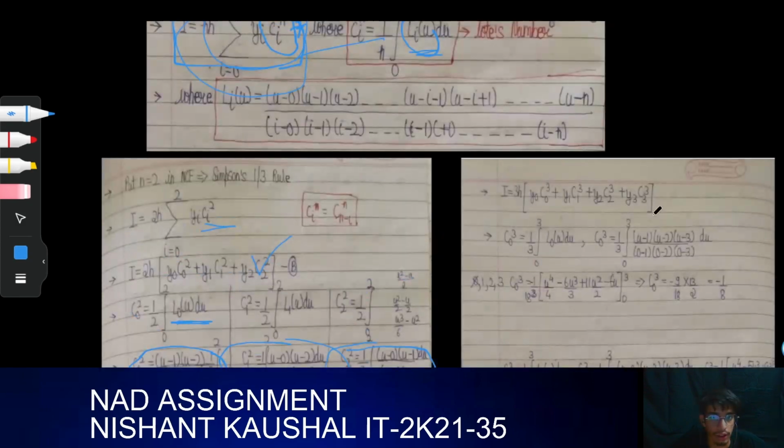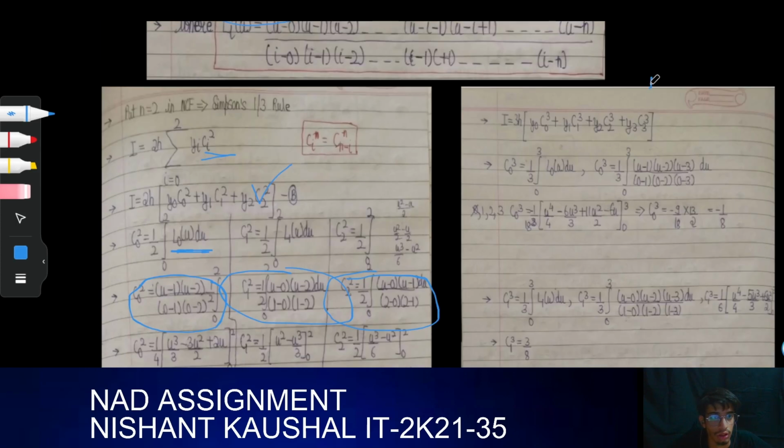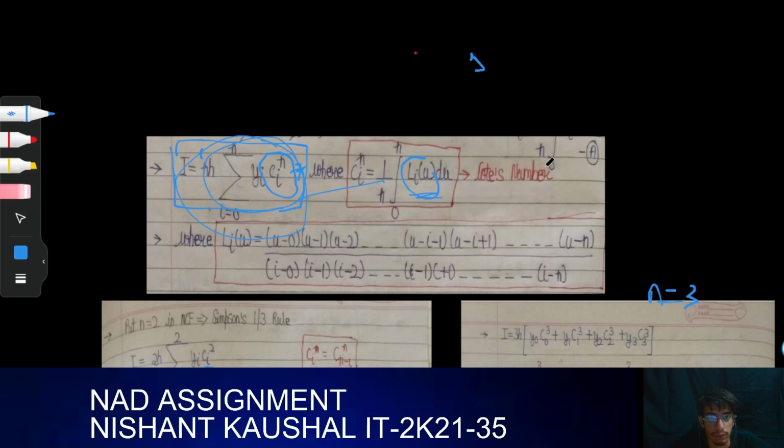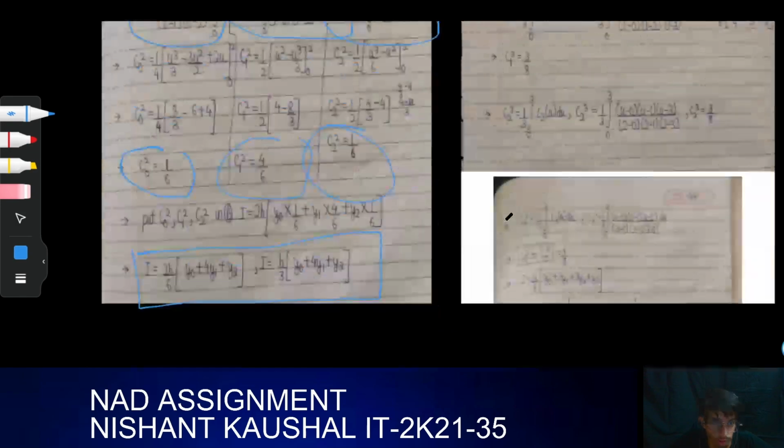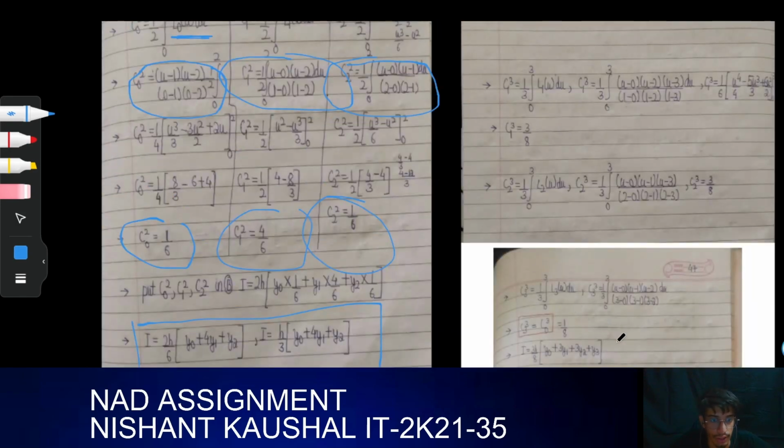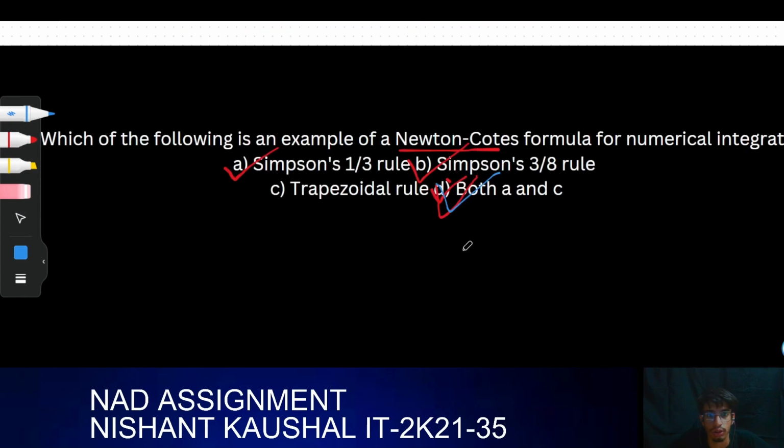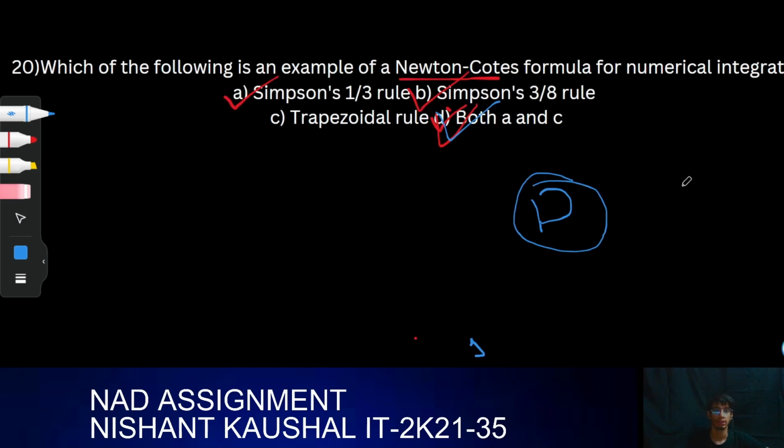Similarly, if we put n equals to 3 here, we will get the Simpson 3/8 rule. So the correct answer will be D. That is, we can use both A and C in Newton-Cotes formula for integration. Simpson one-third rule and Simpson 3/8 rule are examples of Newton-Cotes formula.